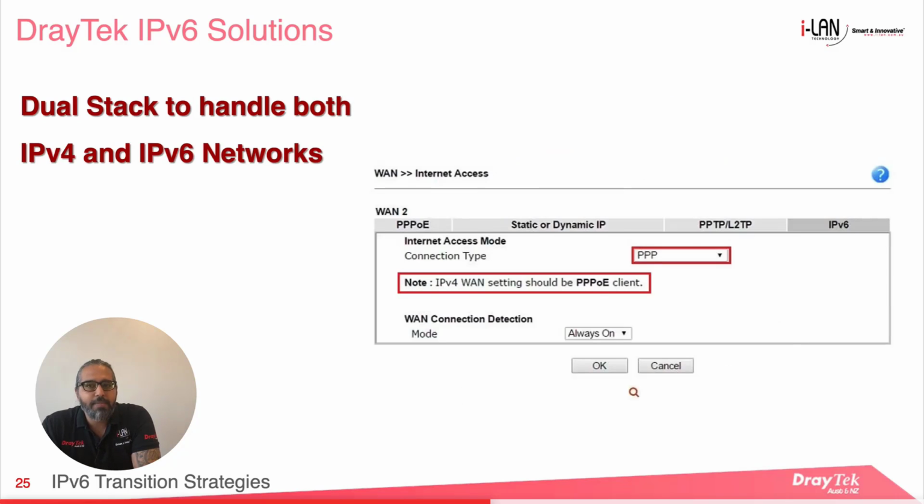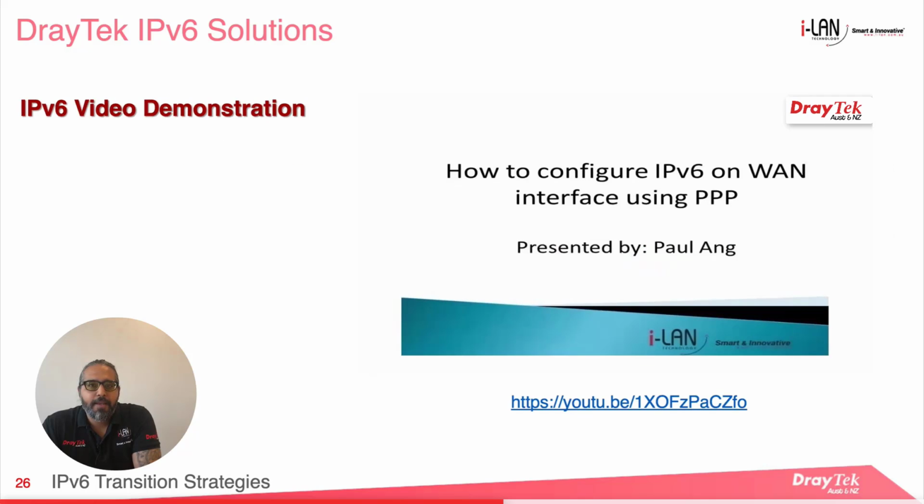For example, IPv6 PPP requires a dual stack router to work. For our RSP to provide an IPv6 address, we need to configure our IPv4 WAN connection to use PPPoE. Then under the IPv6 tab, we just need to select connection type PPP. No other setting is required in the router. Now here's a short video showing how it's done.